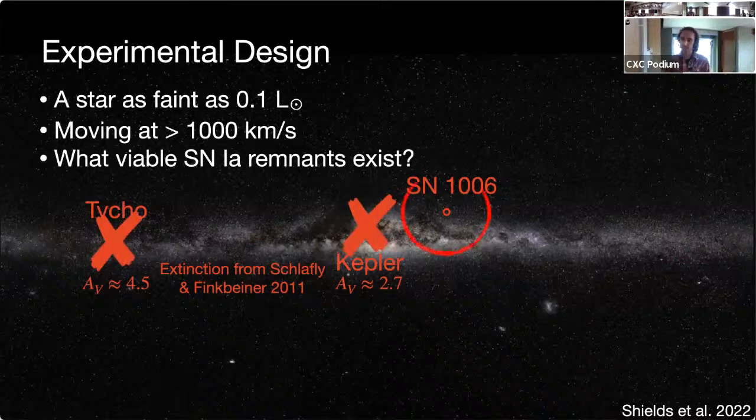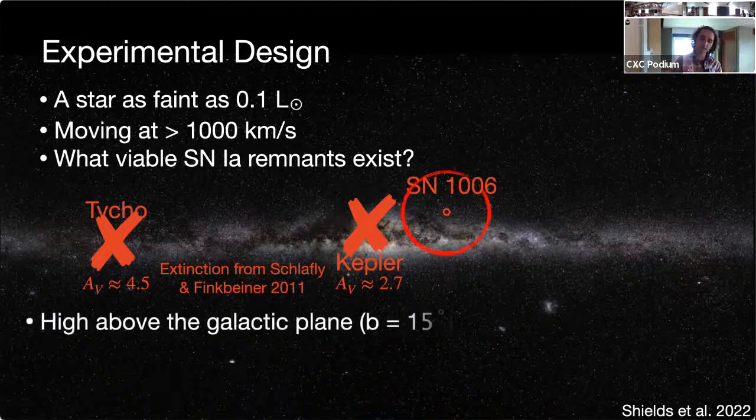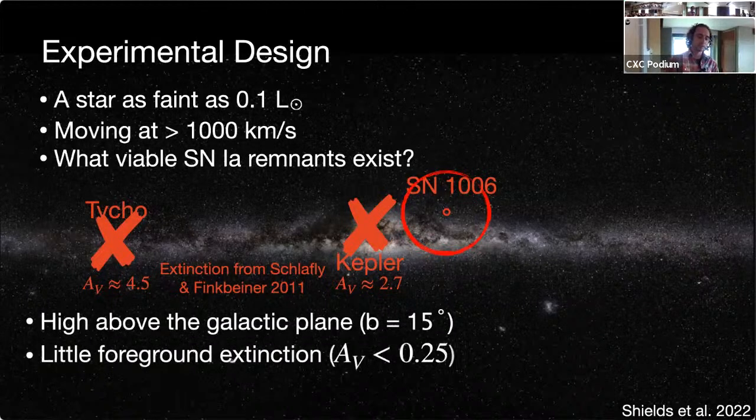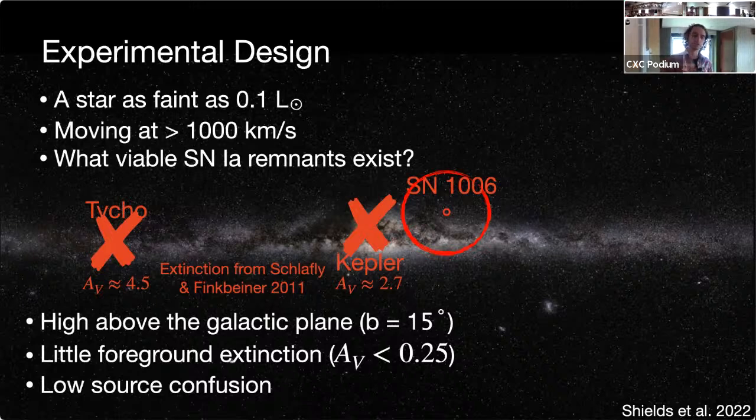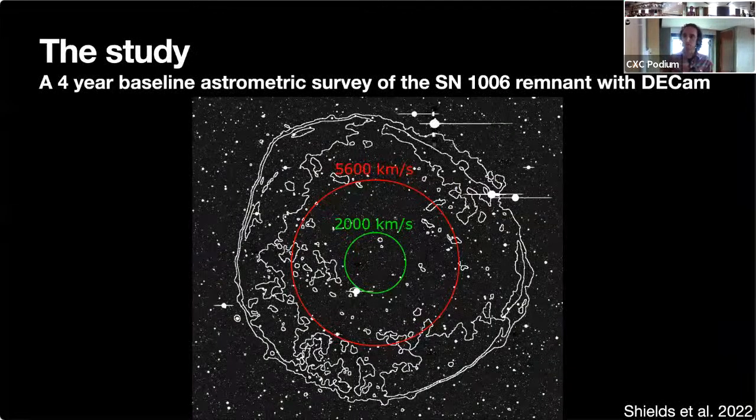SN 1006, however, is much more promising. Because it lies high above the galactic plane with a latitude of about 15 degrees, there's little foreground extinction and also very low source confusion. Both of these things aid in performing high precision astrometry. So that is exactly what we did. We gathered a 4-year baseline study of the SN 1006 remnant with the Dark Energy Camera and combined those observations with Gaia in order to extract stellar proper motions and try to identify a hypervelocity white dwarf.